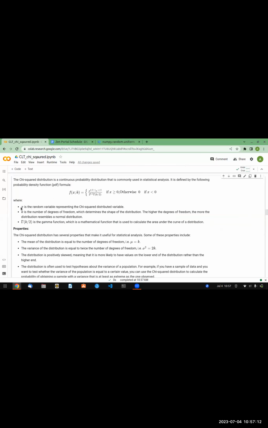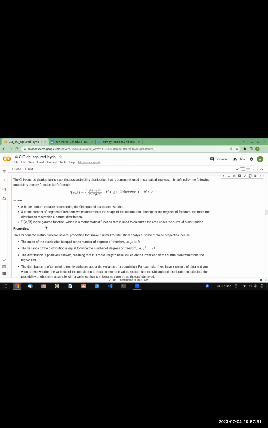Now where I have written, x is the random variable representing the chi-square distributed variable. k is the number of degrees of freedom, which determines the shape of the distribution. The higher the degrees of freedom, the more the distribution resembles a normal distribution. I told you, right? If I increase the k, I am increasing the data set size. If we increase the data set size and plot this, you will get a bell-shaped curve. We'll see that.